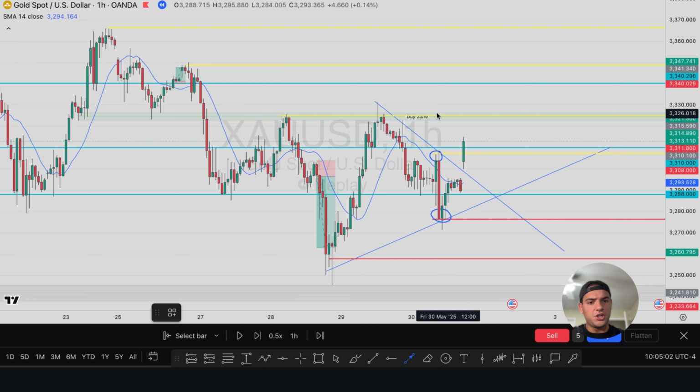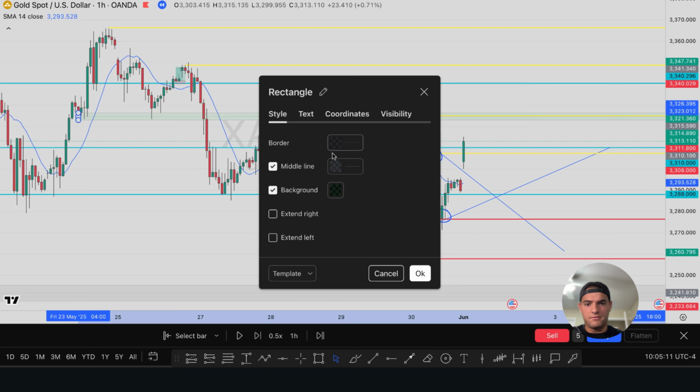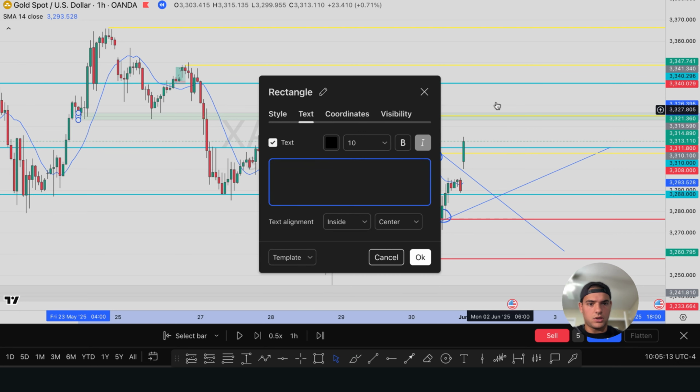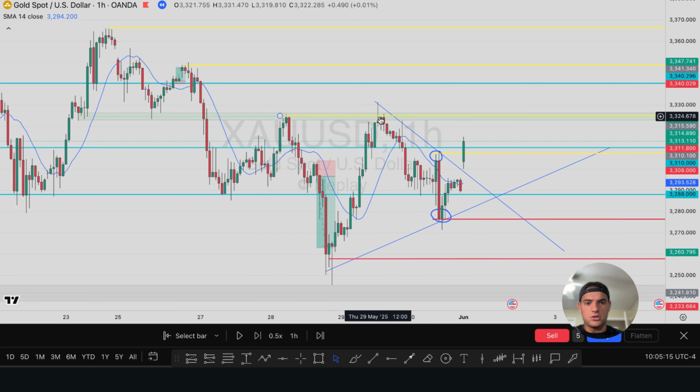So we have to reach this buy zone. Okay, this area is not a buy zone anymore. So let me take this out and just have it as a zone. Okay, this is just a zone of support and resistance. So there's many things that can happen.